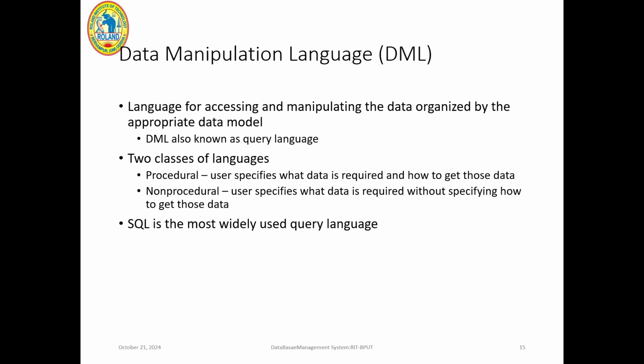You get it that there are two classes of languages. One is the procedural language, the second one is the non-procedural language. Okay, I'm talking about the different classes of languages. What is procedural and what is non-procedural? In the procedural, the user specifies what data is required and how to get that data. Both are there: what data you want and how to get it. Because I want this data and this is the procedure for how you can get it, that's why I call it the procedural language.